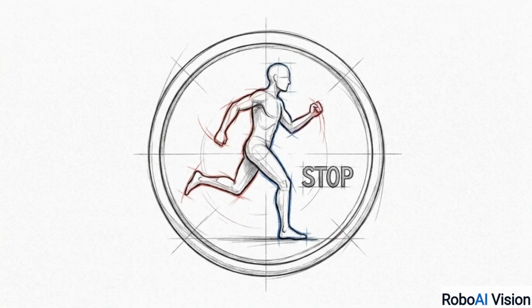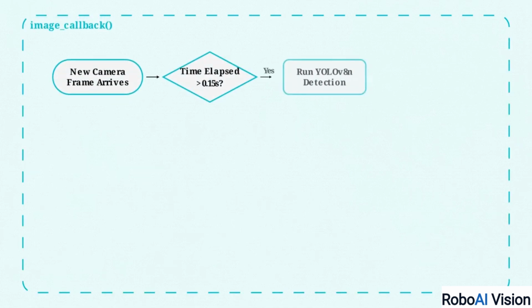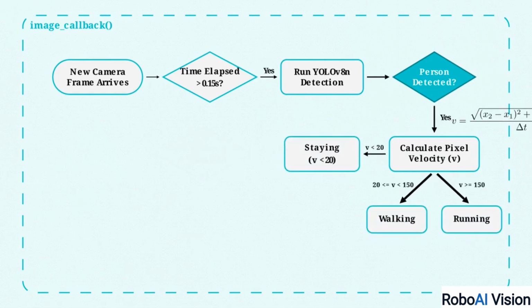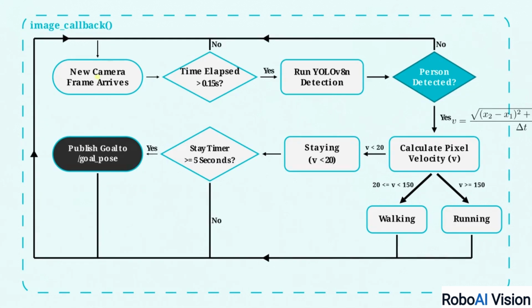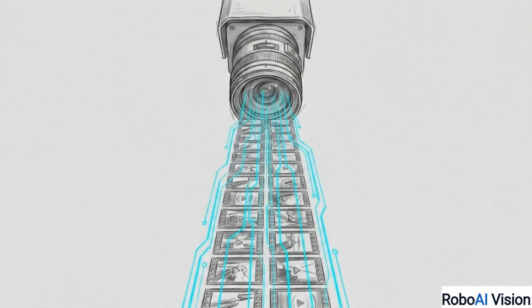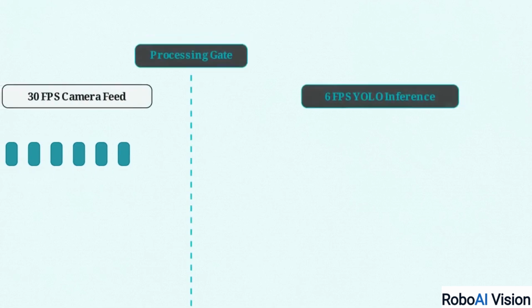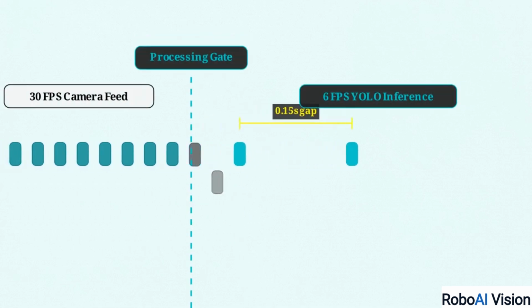This logic flowchart outlines exactly how the vision node processes a raw camera frame and routes it through the YOLO detection logic. Every step in this sequence executes inside a single ROS2 function called image_callback. The overhead Gazebo camera streams video hardware output at a constant 30 frames per second. However, the perception node intentionally intercepts only about 6 frames per second, activating roughly every 0.15 seconds.